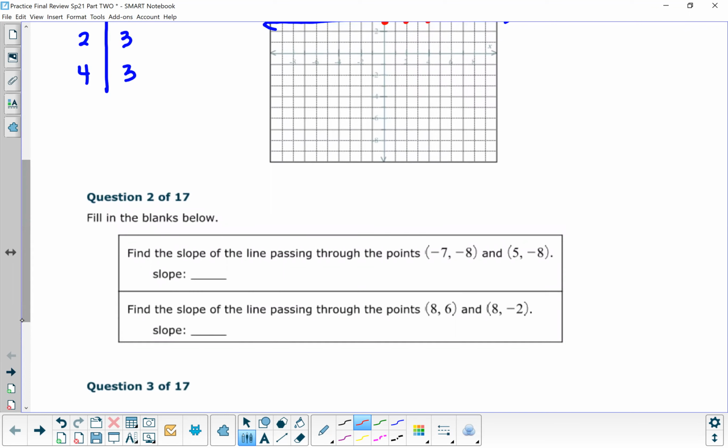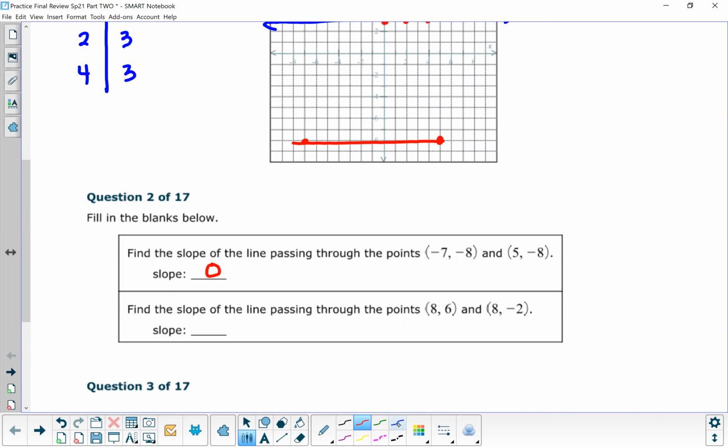So for the first one, I'm going to use the graph at the top and show you -7, comma, -8. So let's see, -7, -8 would be like right here, and then 5, -8. So 5, -8 would be right here. The slope between these 2 points, that's a horizontal line. That's going to be 0.